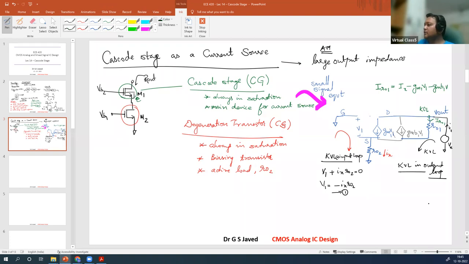When you apply KVL, you get Vx is equal to IRO1 times RO1. So RO1 times this value, Ix minus GM1 V1 minus GMB1 V1, plus Ix RO2. Now you have to substitute for V1 here, then you get the Ix RO2 terms put together, and overall you will find out what the resistor value is. So this resistor value will give you, when you simplify.